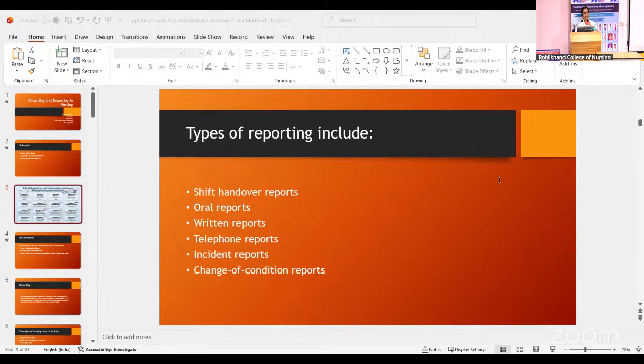Types are shift handover report, oral report, written report, telephonic report. Now we have also started with WhatsApp reporting. Whatever is happening, we immediately put on the WhatsApp group, so that it is informed to each and every person who is to be informed.